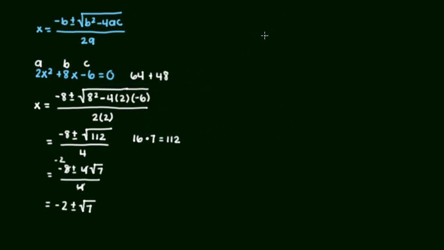Our second example is 3x squared minus 5x is equal to negative 3. Now, remember that the first step in solving any quadratic equation using the quadratic formula is to make sure this equation is in standard form. However, this equation is not, so we can add 3 to both sides to get it into standard form. And the standard form of this equation would be 3x squared minus 5x plus 3 is equal to 0.